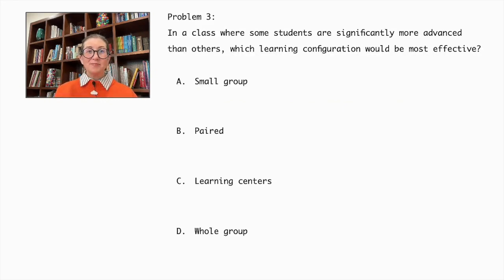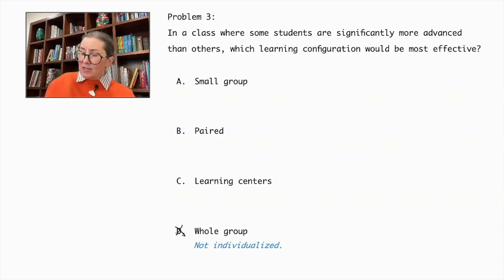Problem number 3. In a class where some students are significantly more advanced than others, which learning configuration would be most effective? Small group, paired, learning centers, or whole group? So in a class with significantly advanced students, whole group learning is not the most effective because it does not address individual learning needs, and it will leave the advanced students feeling unchallenged while others will struggle to keep up.